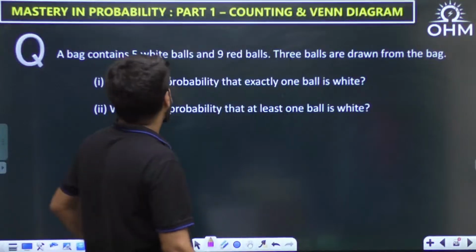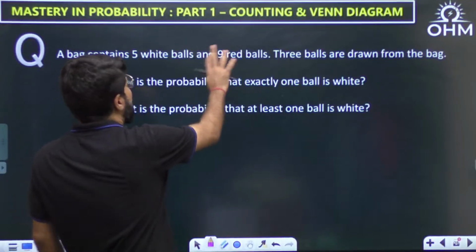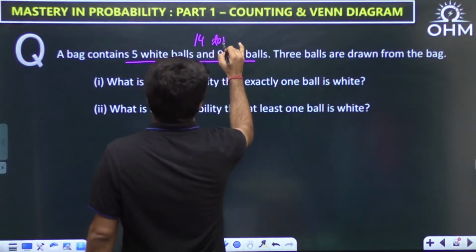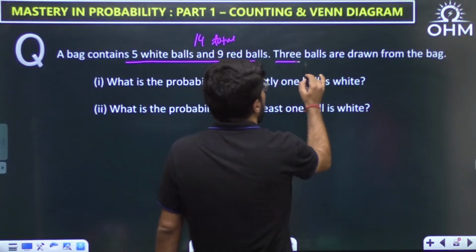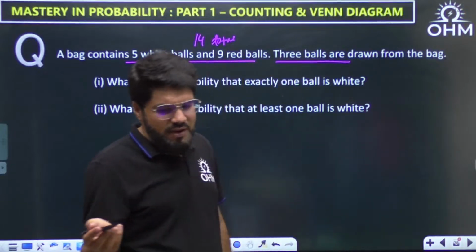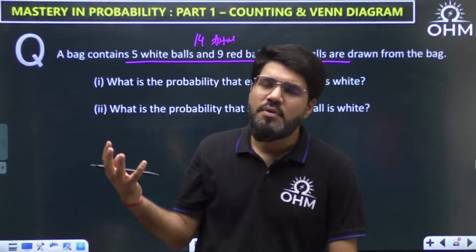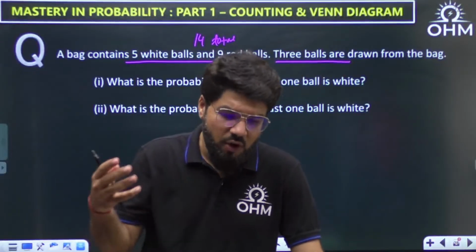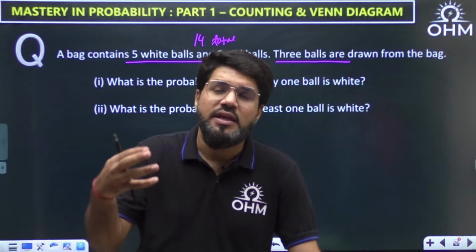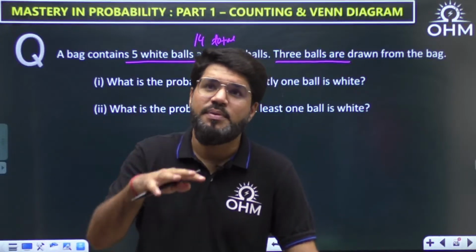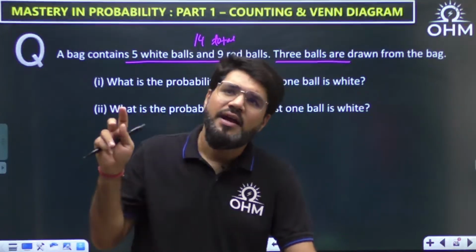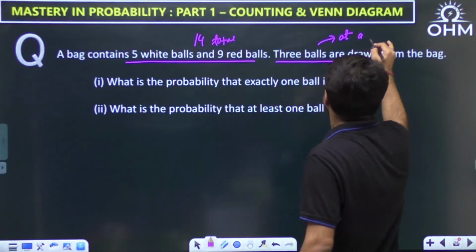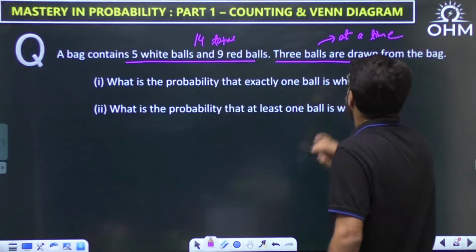Okay, a bag contains 5 white and 9 red. That is a total of 14. 3 balls are drawn. Are they telling us 1 by 1? No, of course, 3 at a time. 3 balls are drawn, so of course it means together. If they were drawing 3 balls 1 by 1, they would mention the pattern, with replacement or without replacement. So it is 3 at a time.